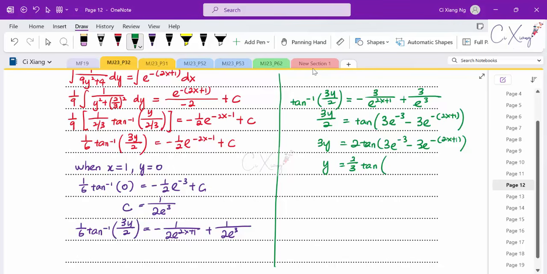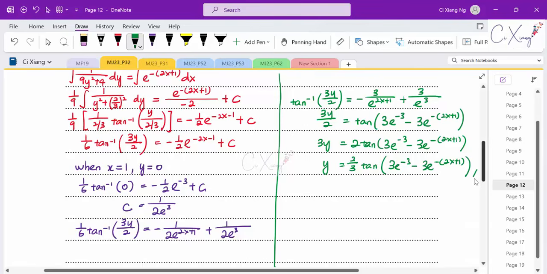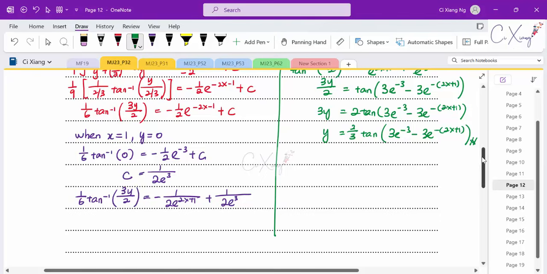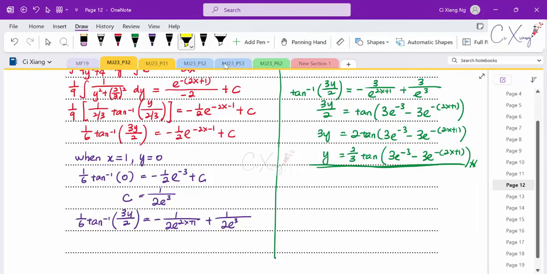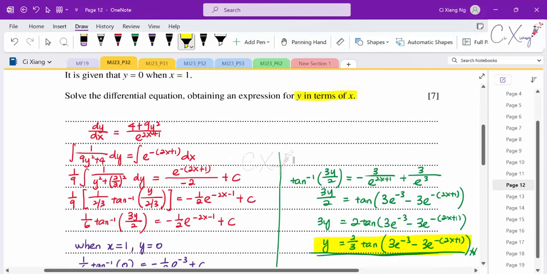Of course, this particular term here, you can keep it as a fraction, or you can keep it as a negative power. For me, I keep it in this way, which is a negative power. Some students will want to put it in fraction form also, no problem. So this is my particular solution for the differential equation, where we have rephrased the equation as y equals something in x, y in terms of x. Alright, so this is part A.